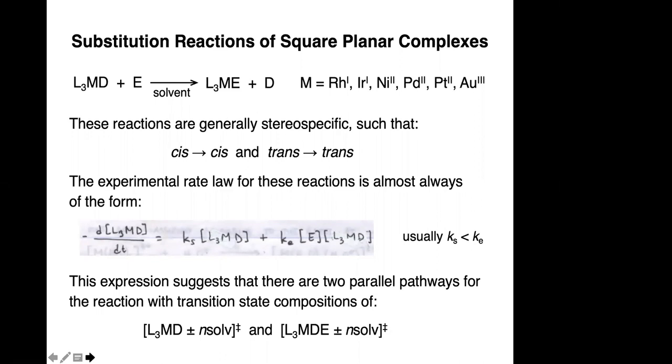And then the second pathway associated with the second term should have a transition state that is composed of L3MDE plus or minus an integral number of solvent molecules.